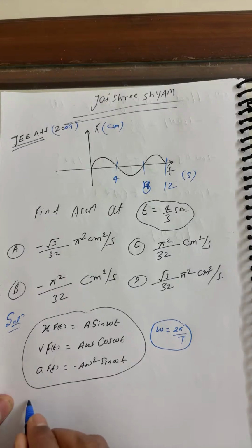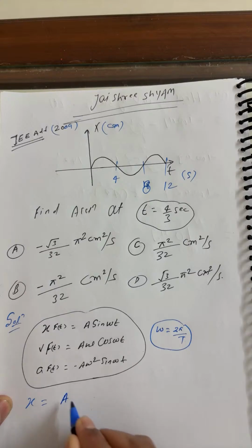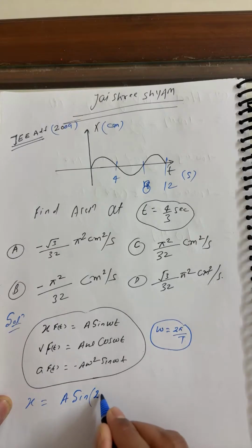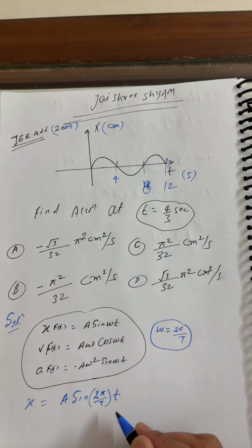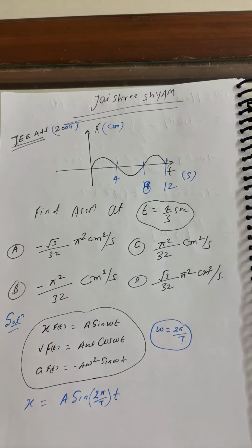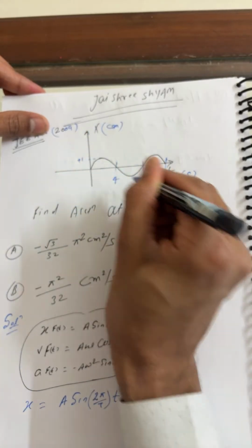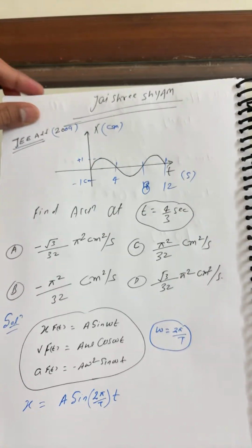So x equals, using the displacement equation, A sin of 2 pi by capital T into small t. The amplitude is mentioned in this question. The amplitude is plus 1 and minus 1, both in centimeters.